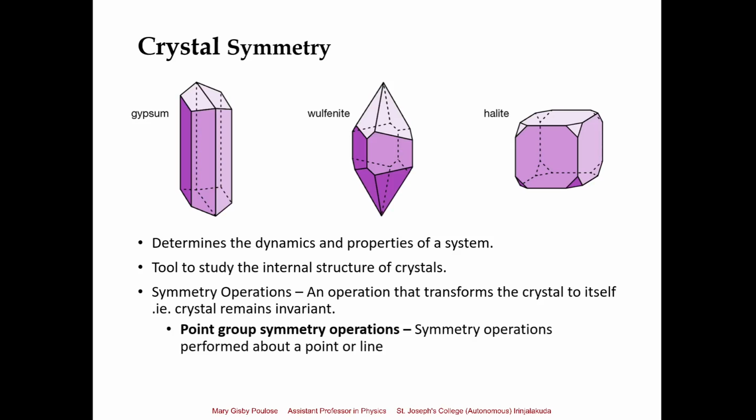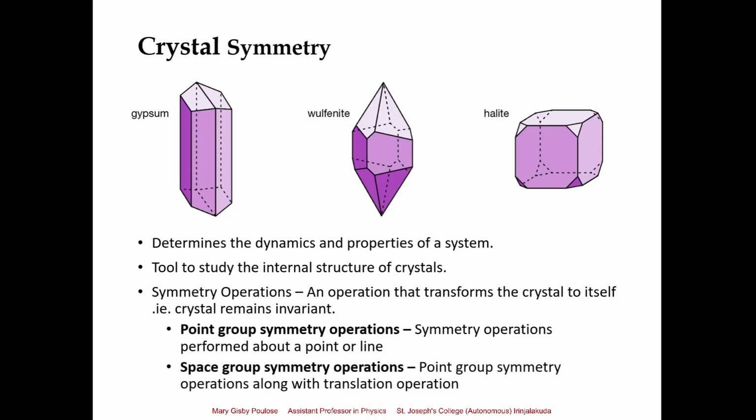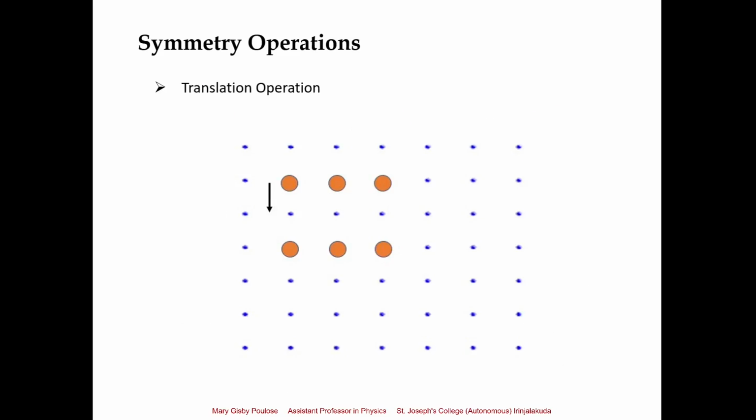There are different types of symmetry operations. The first one is the point group symmetry operations, that is, the symmetry operations performed upon a point or a line. The other one is space group symmetry operations. If we combine translation operation with any of the point group symmetry operations, we get space group symmetry operations. Now, let us go through each of the symmetry operations.